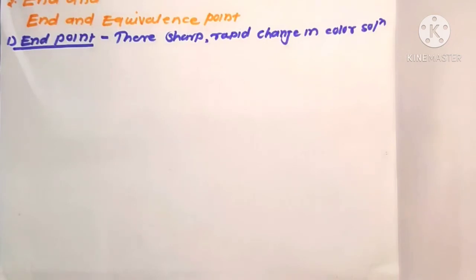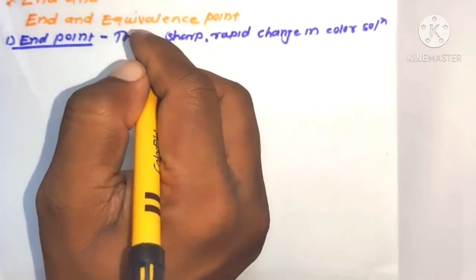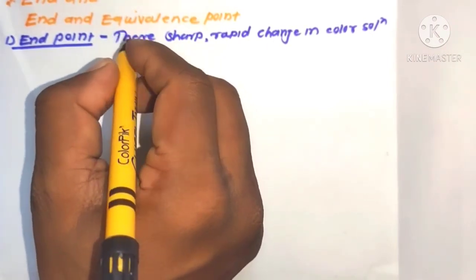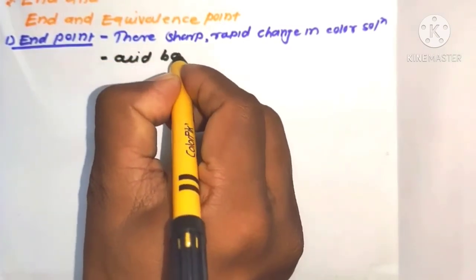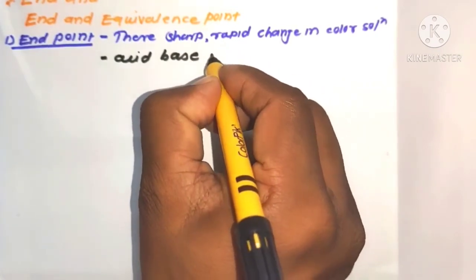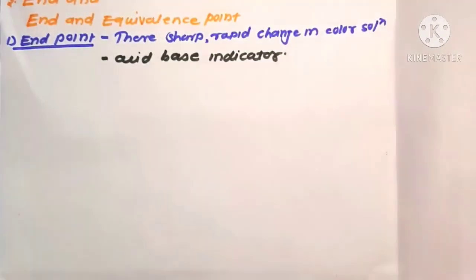The end point is obtained when the progress of titration is monitored using an external acid base indicator. The end point of the titration can be determined by using an acid base indicator.